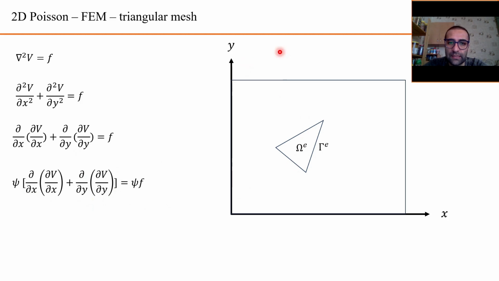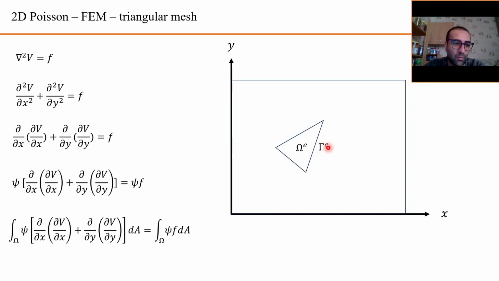And we know that in the calculation of a PDE using finite elements, we need to discretize the domain into some finite elements. Here I used triangular elements, and let's assume that the area of this triangle is defined with omega and the boundary is defined with gamma. I want to integrate both sides of this equation over the area of such an element, and dA here is the element of the area.